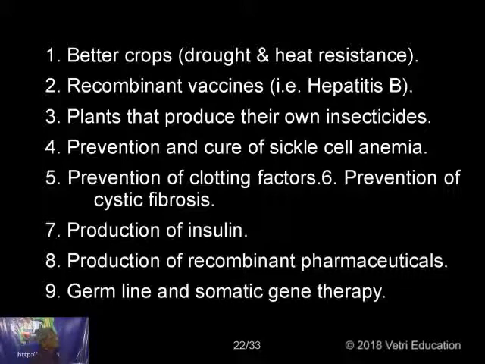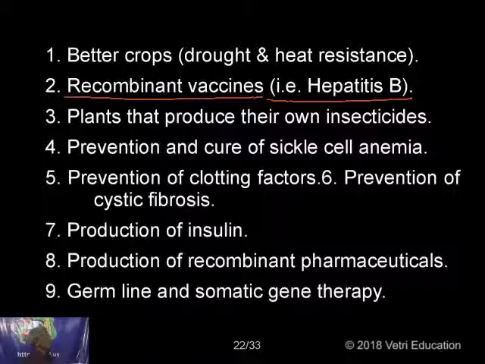Recombinant vaccines we are able to produce. For hepatitis B, you are able to have recombinant vaccines, not the normal vaccines. Recombinant vaccines, just like an rDNA protein vaccine. Recombinant vaccines. Plants that produce their own insecticides.